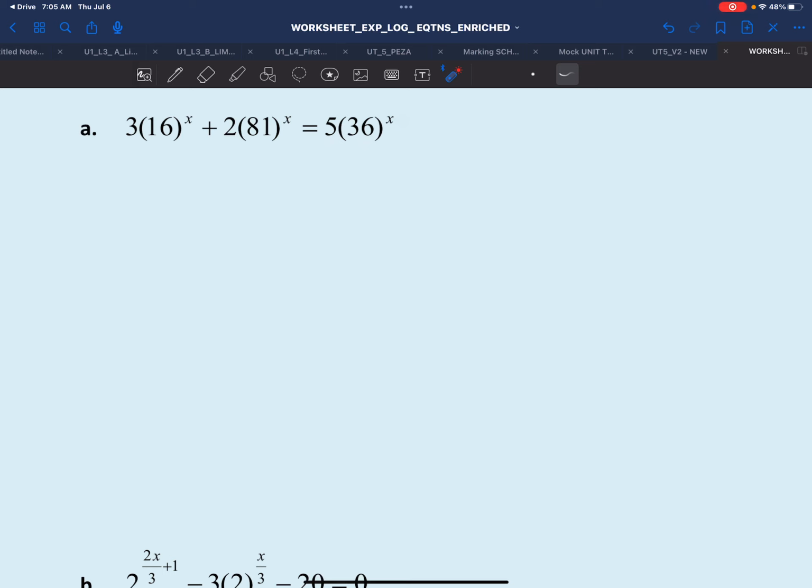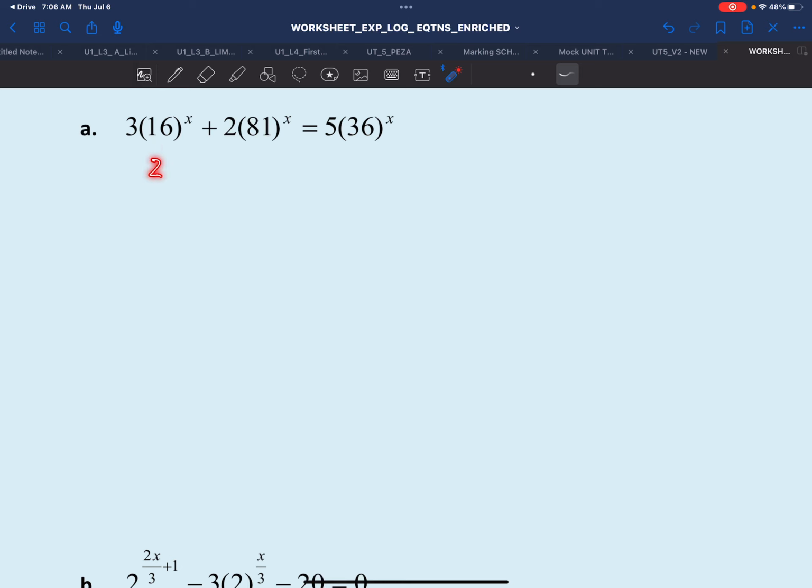Basically, when we solve exponential equations, we look for common bases. As you can see here, the bases in every exponential term are different. So how do we approach this? In this case, we're going to try to minimize the number of bases. The bases are 16, 81, and 36, and you probably notice that these are perfect powers.